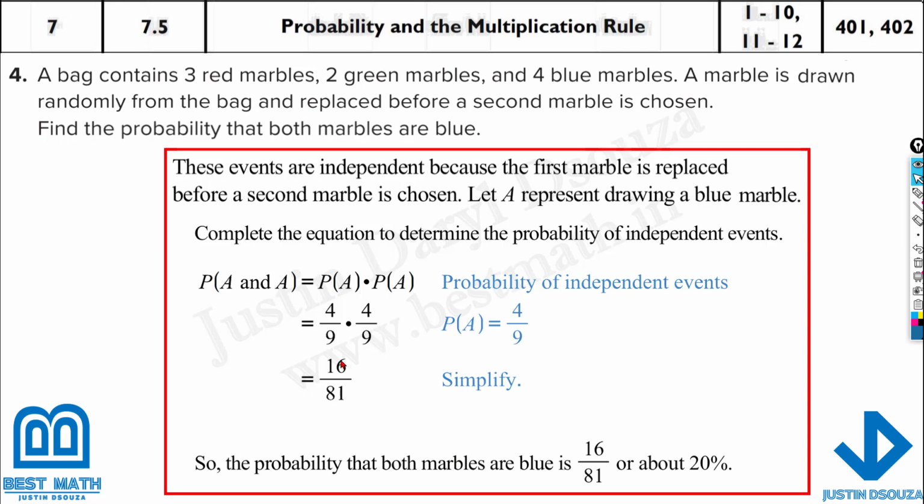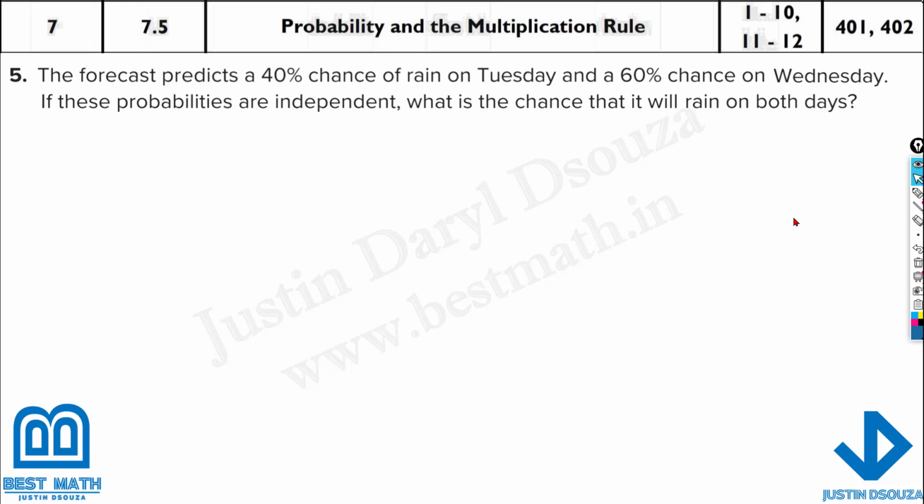The answer is 20%. The forecast predicts a 40% chance of rain on Tuesday and 60% chance on Wednesday. If these probabilities are independent, what is the chance that it will rain on both the days?